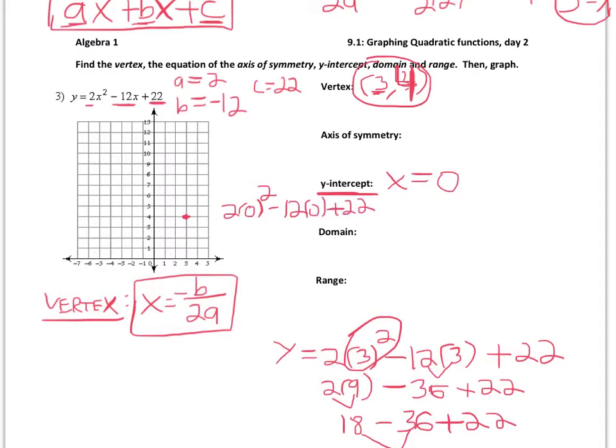Now this is going to be real easy. Well, 0 squared, this is 0, and 0 times 2 is 0, so that goes away. 12 times 0 is 0. So you just do 0 plus 22. That's going to give you the y value. So the y-intercept is 0, 22.